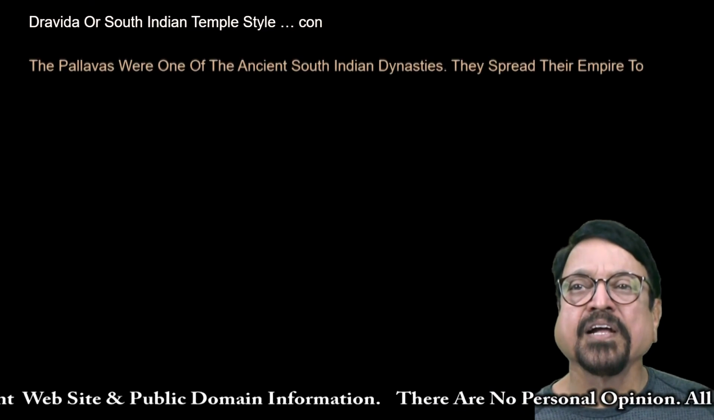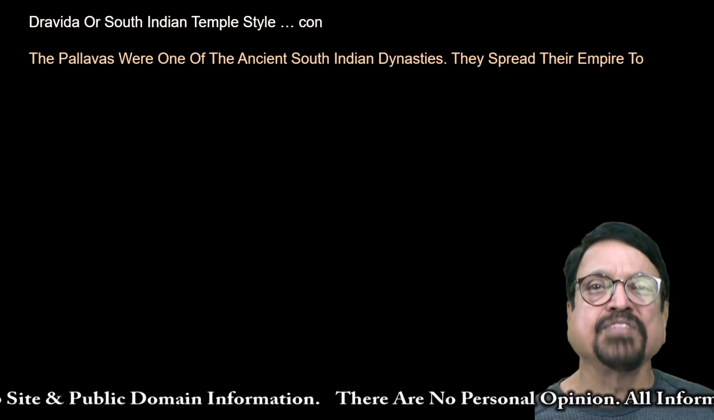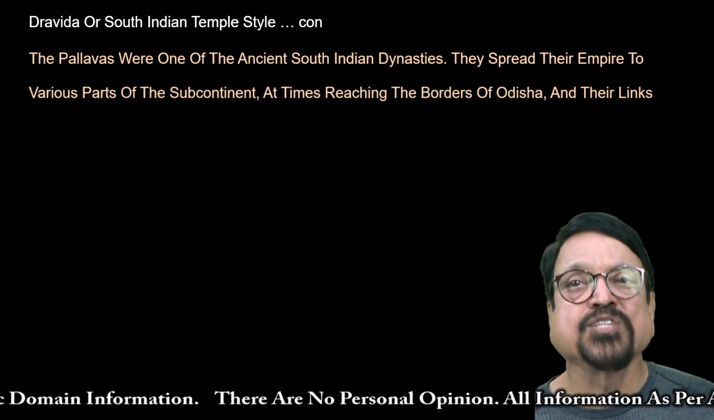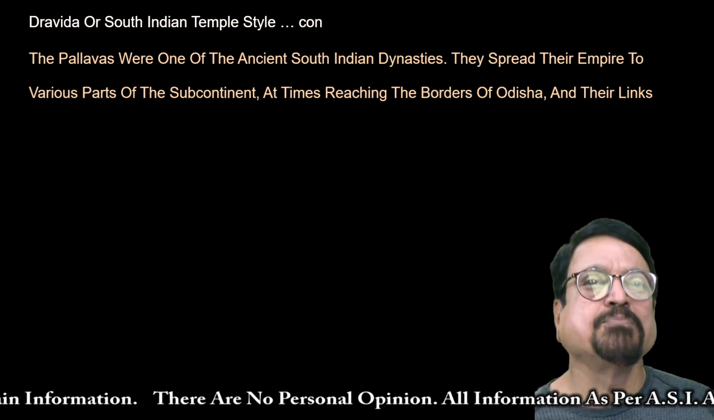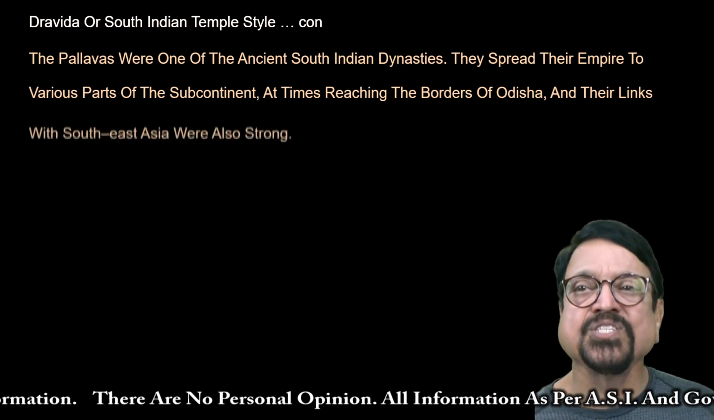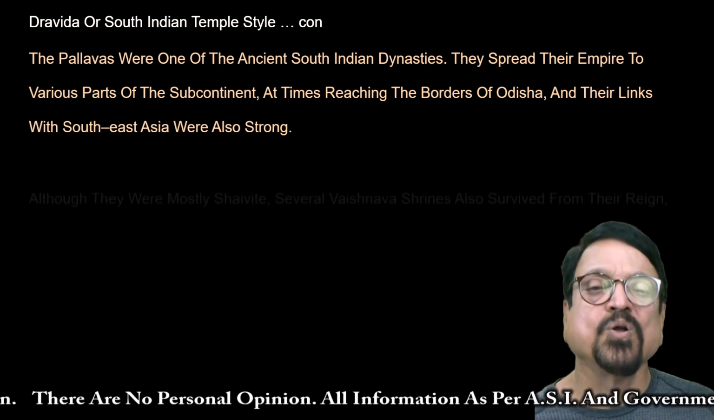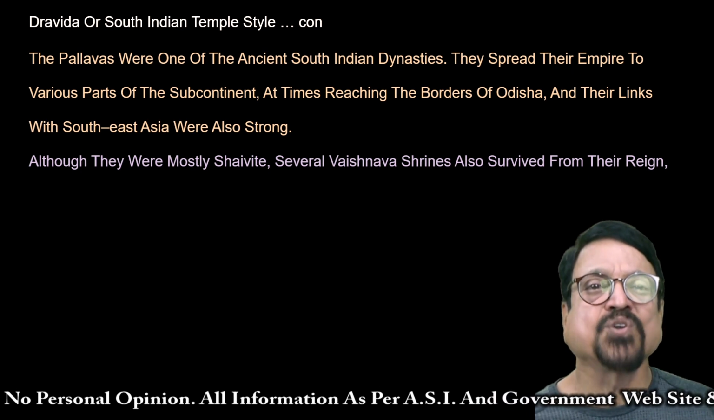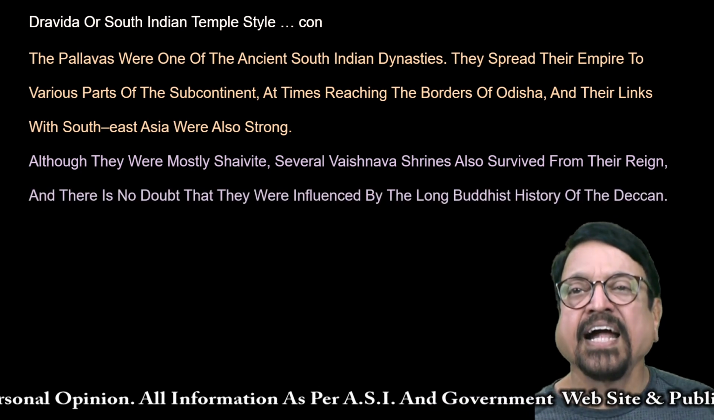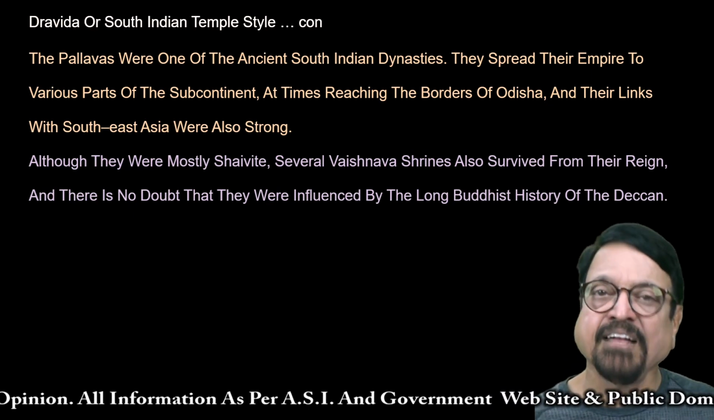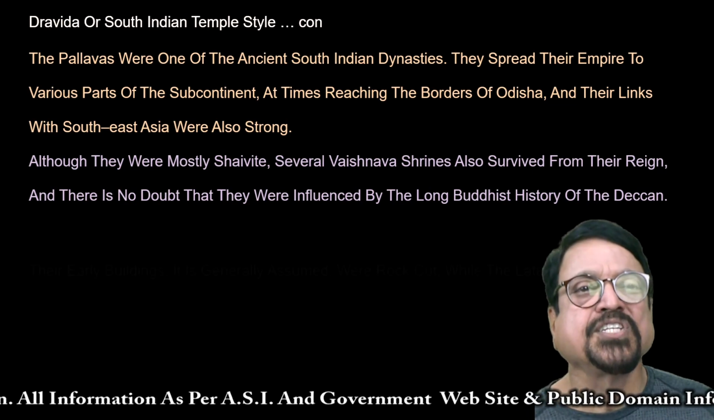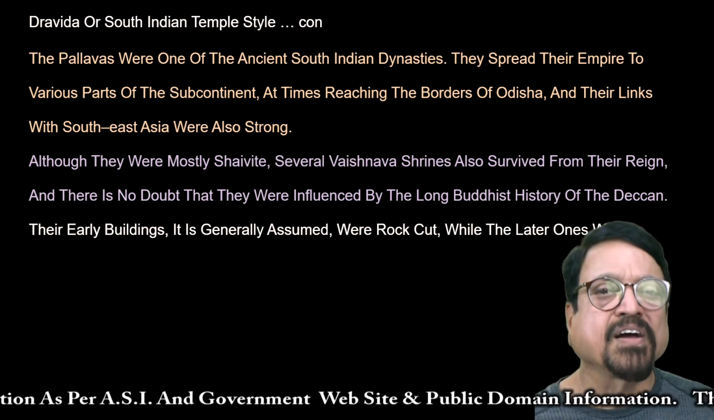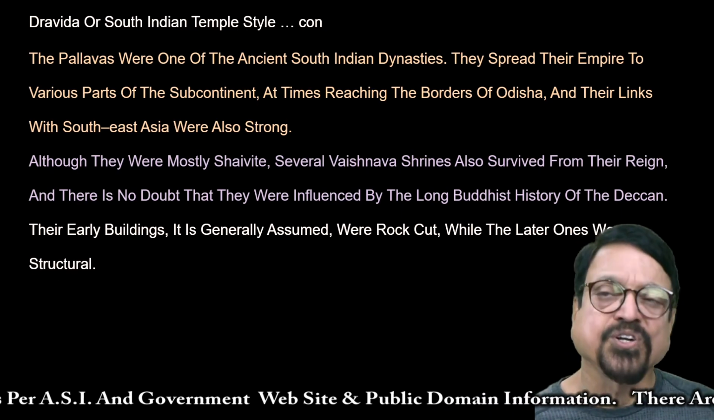Dravida or South Indian type temple continues. The Pallavas were one of the ancient South Indian dynasties. They spread the empire to various parts of the subcontinent, at times reaching the borders of Odisha, and their links with Southeast Asia were also very strong. Although they were mostly Shaivites, several Vaishnava shrines also survived from their origin, and there is no doubt that they were influenced by the long Buddhist history of the Deccan. Their early buildings, it is generally assumed, were rock cut, while the later ones were structural.